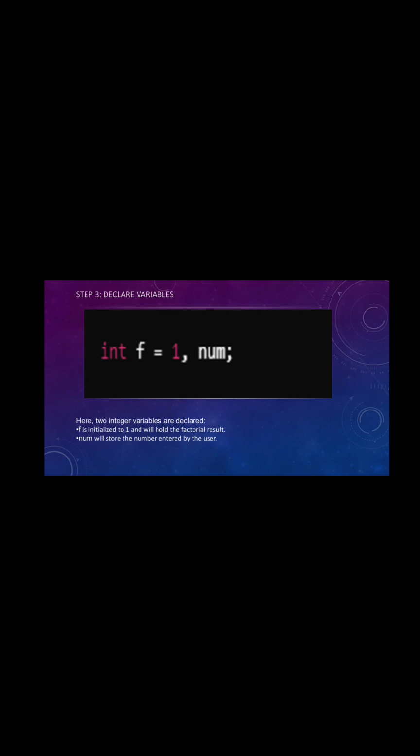Step 3: declare variable. Two integer variables are declared here. F is an integer set to one and will hold the factorial result. Num will store the number entered by the user.